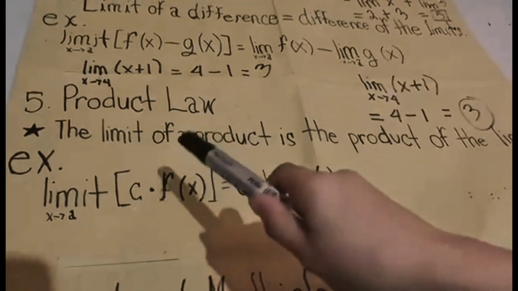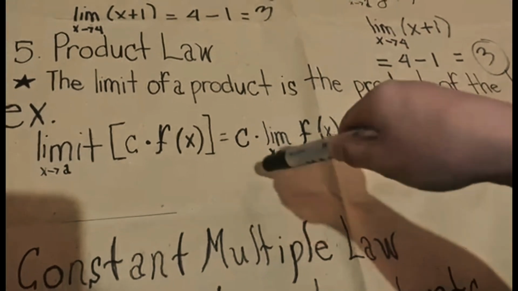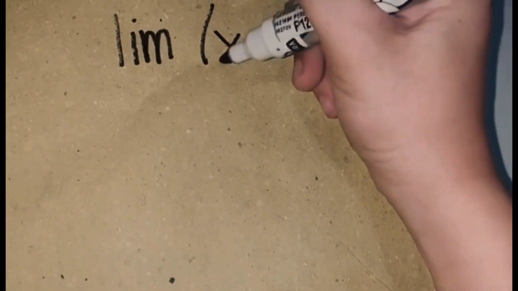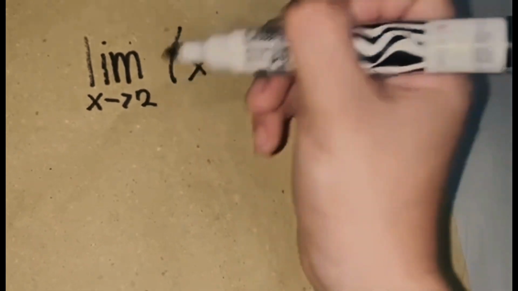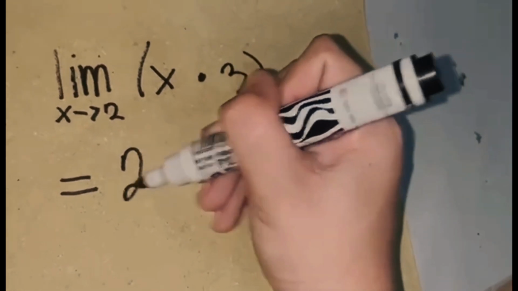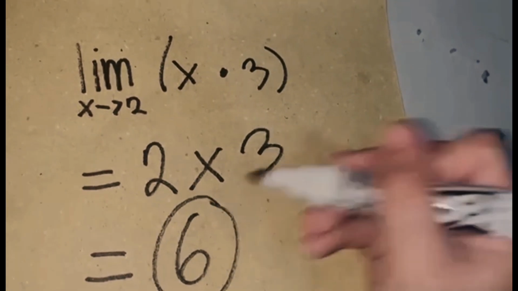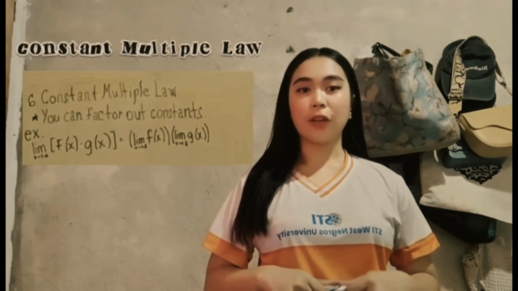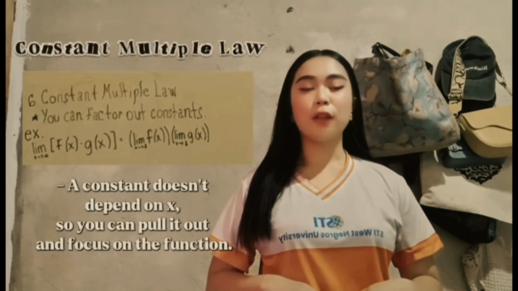Now, the limit of c times f of x as x approaches a equals c times the limit of f of x as x approaches a. Let's have the limit of x times 3 as x approaches 2 equals the limit of x, which is 2, times the limit of 3. We have 6. Next, we have the constant multiple law. In this law, you can factor out constants. Why? A constant doesn't depend on x, so you can just pull it out and focus on the function.